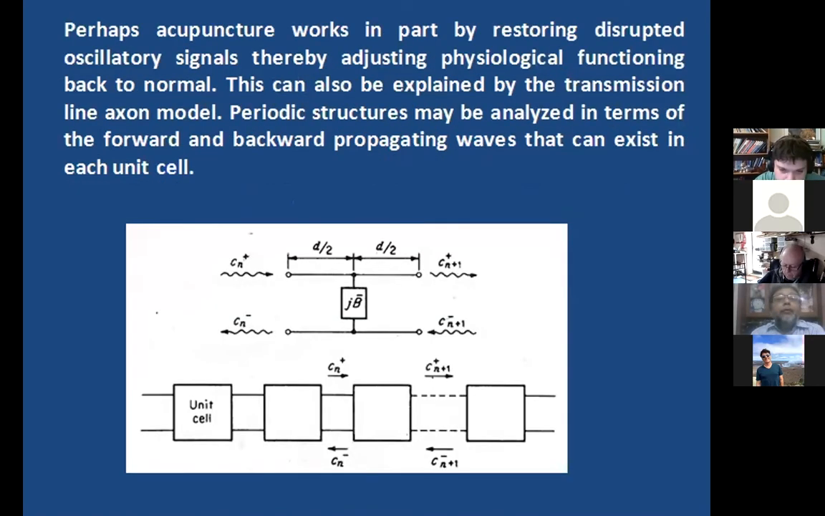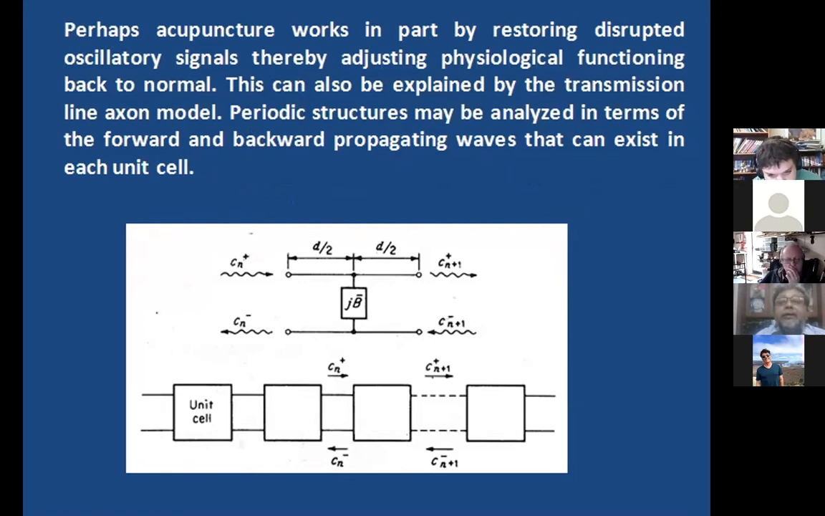Now, perhaps the acupuncture, which I was referring to, works in part by restoring disrupted oscillatory signals, thereby adjusting the physiological functioning back to normal. This can also be explained by the transmission line axon model.